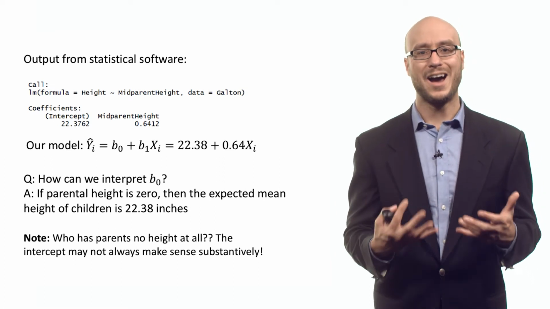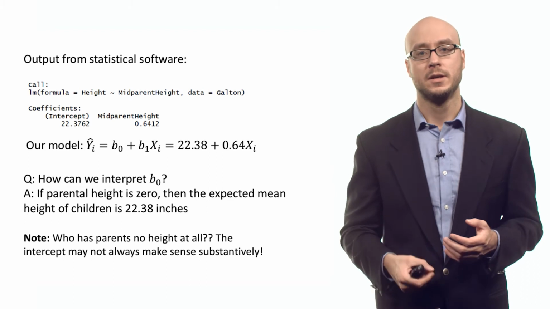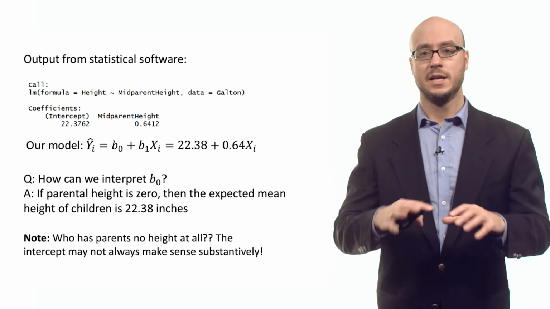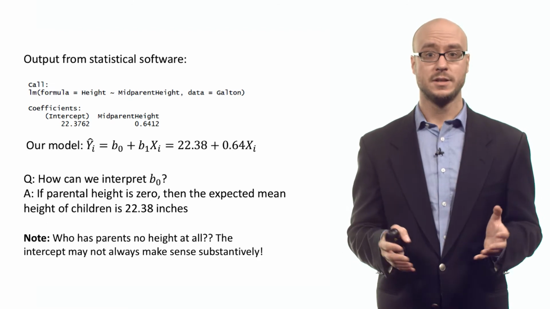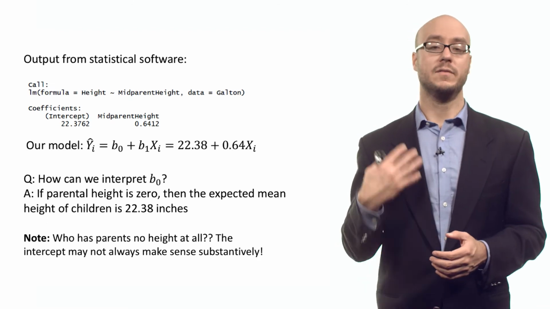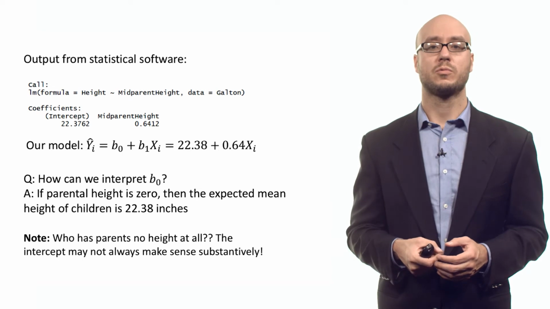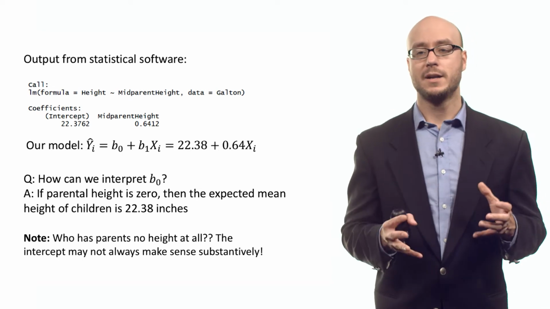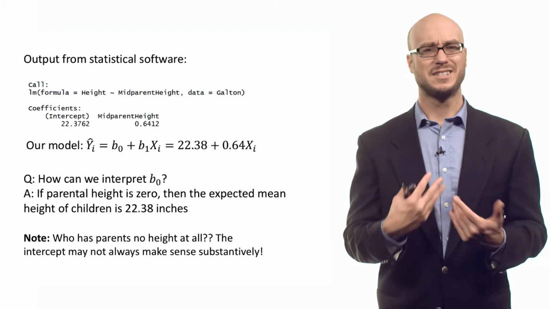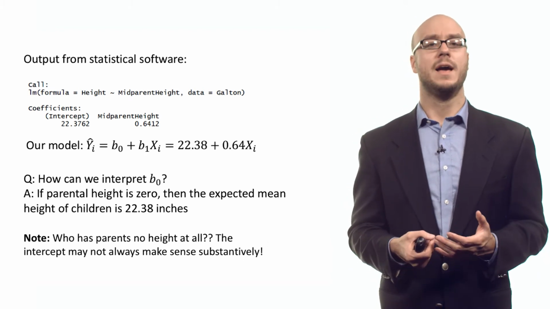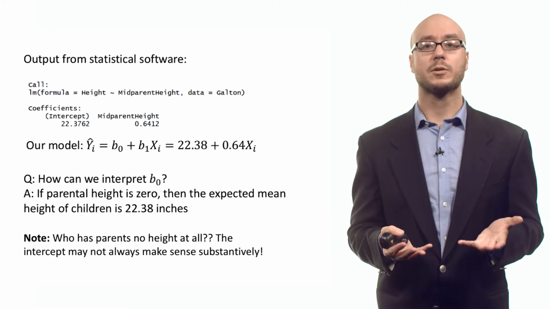So recall, how do we interpret the intercept? What it does is it tells us that if the parental height, if the mid-parent height is 0 inches, then the expected mean height of a child is 22.38 inches. Keep in mind, the intercept may not always be substantively meaningful. In this case, it doesn't really make sense to talk about having a parental height of 0 inches.